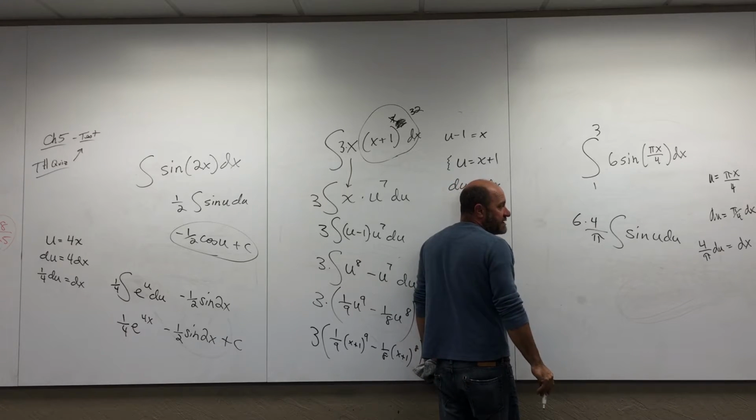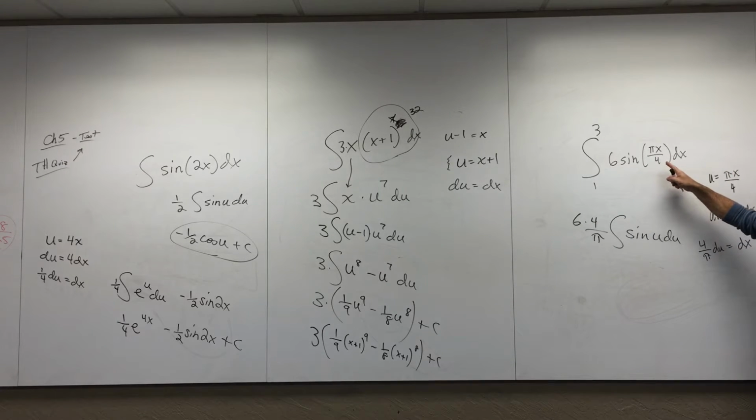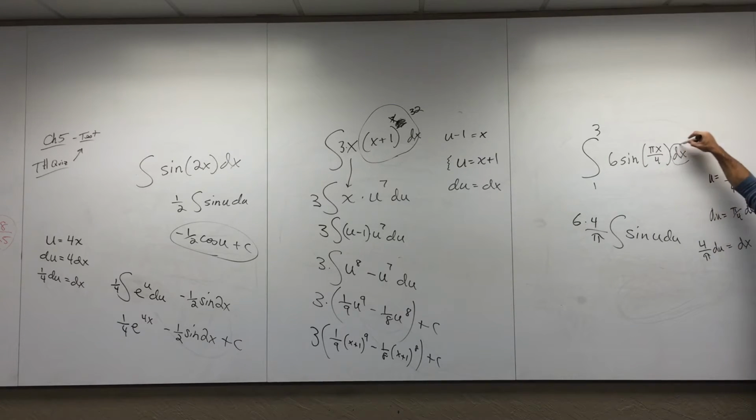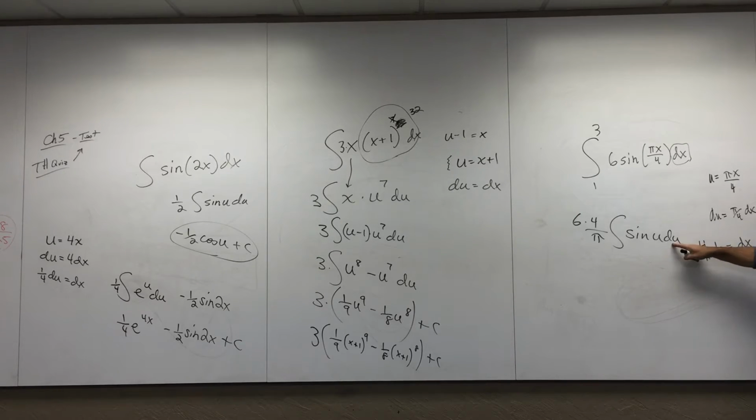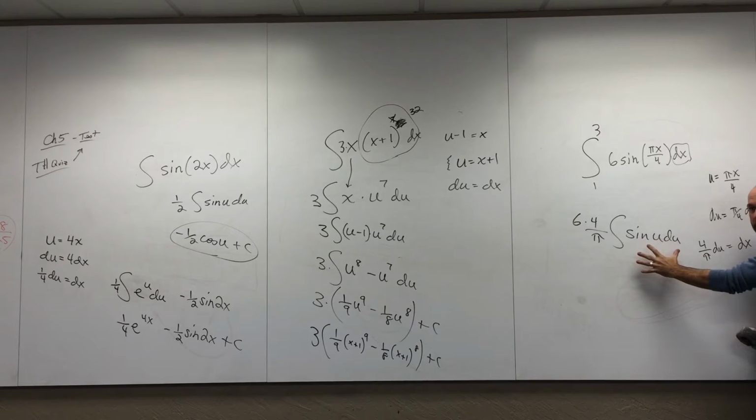Maybe I went too fast there for you. The 6 comes out. That's a u. How do I replace the dx? I replace the dx with 4 over pi du. So there's the du, there's the 4 over pi. Everything gets replaced. It's not magic. These are your directions for replacing this stuff. And there you are, and now that you're there, you know how to integrate a sine u.